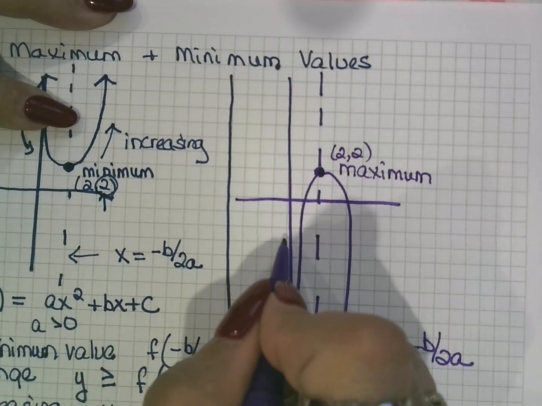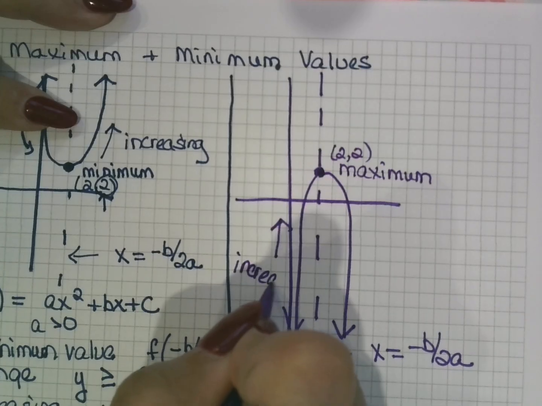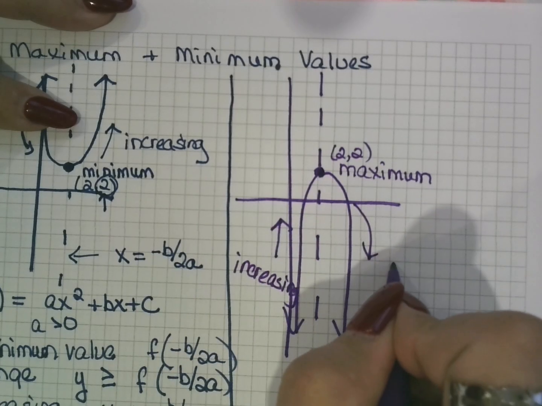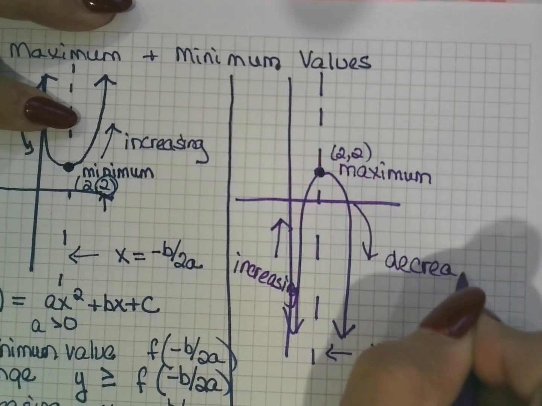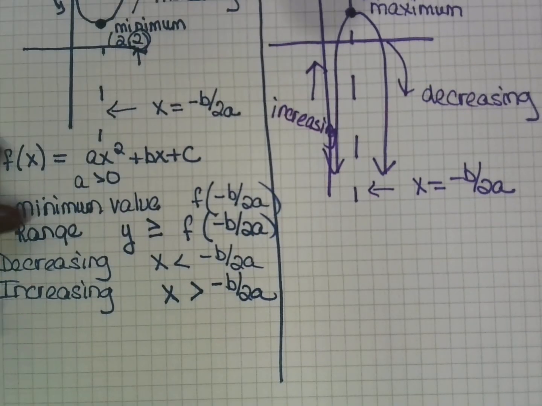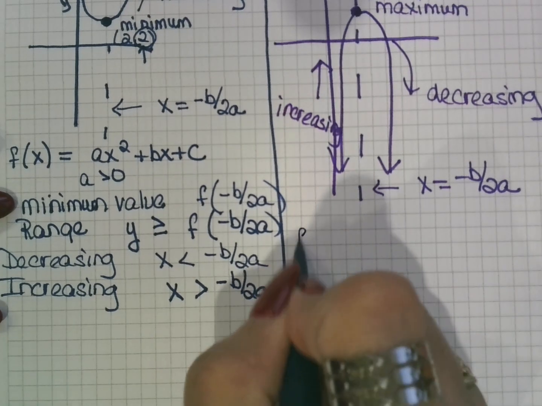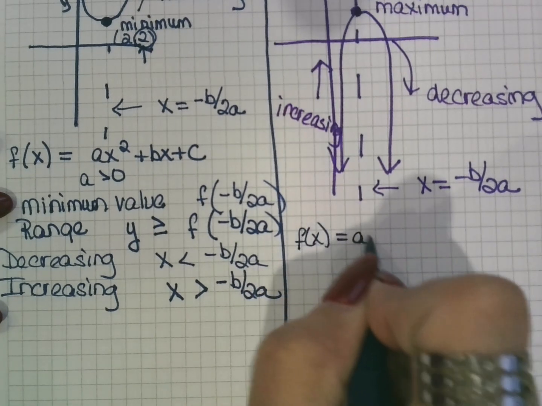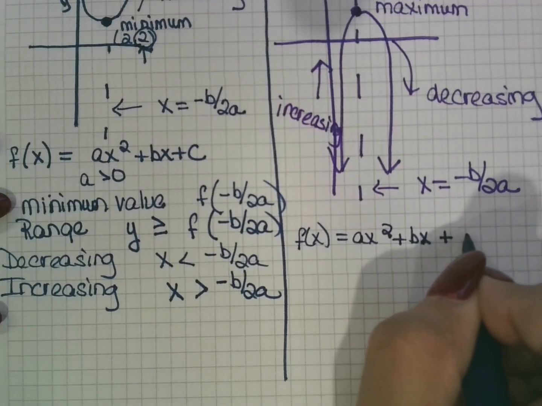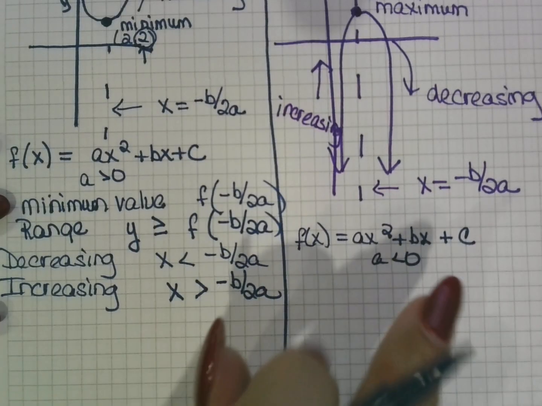Over on this side of the function, going this way, the function is increasing. And over here, the function is decreasing. All right. And now we're just basically going to copy the same stuff here, but just a little different. So f of x, again, ax squared plus bx plus c, where a is greater than 0. I'm sorry, less than 0.